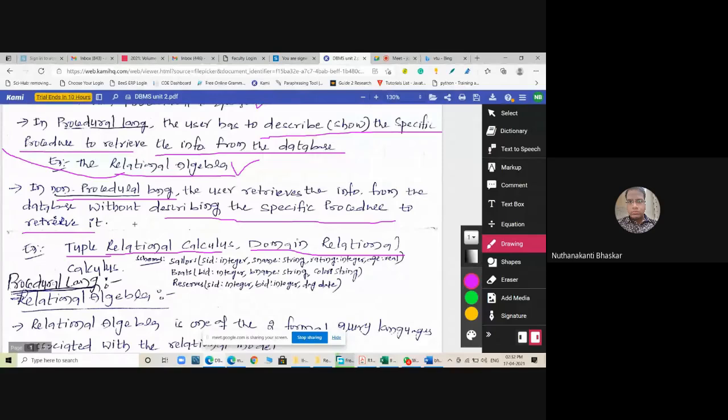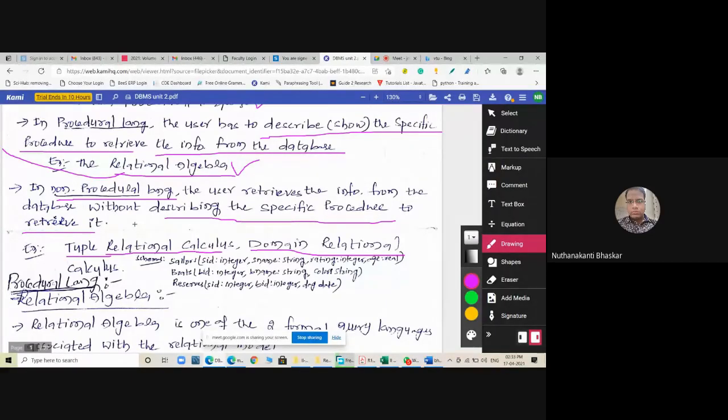Then why are these non-procedural languages required? They are very easy, because there is no need to learn anything. Users can write their own procedure and explanation of that procedure so that they can extract the data. But it is not good for all cases. It is only for normal situations, not for implementing applications.